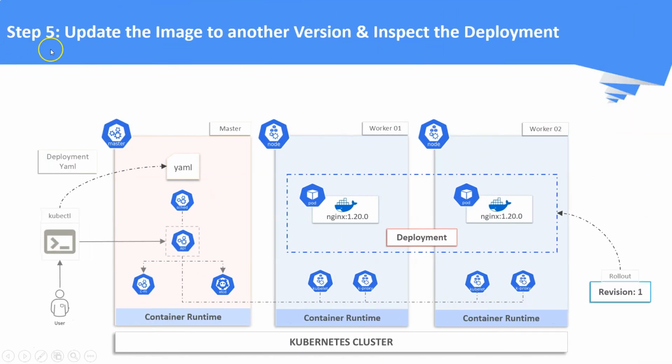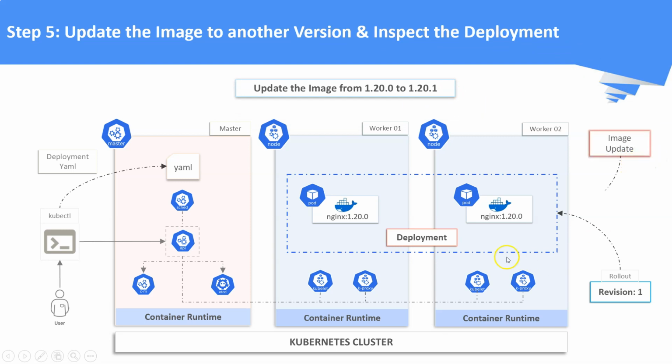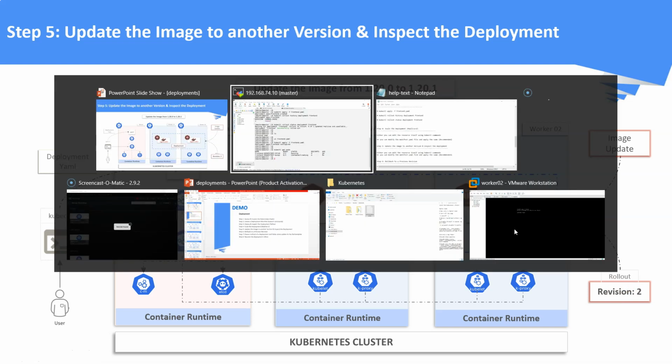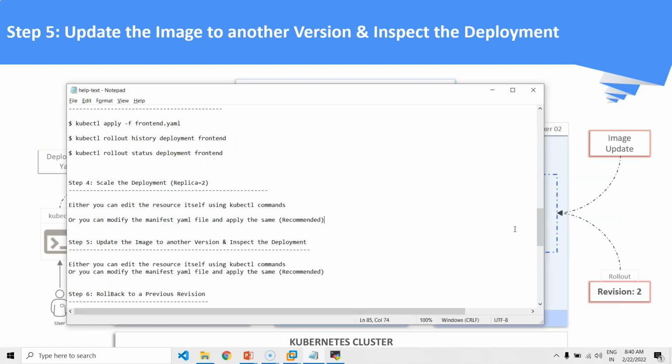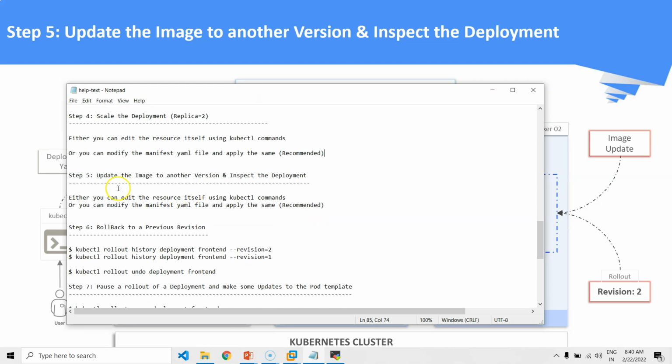Step number 5, update the image to another version and inspect the deployment. Let's say you update it from 1.20.0 to 1.20.1. Now this will trigger a new rollout version, that is revision number 2. For this step also, we will follow the best practice of modifying the manifest file.